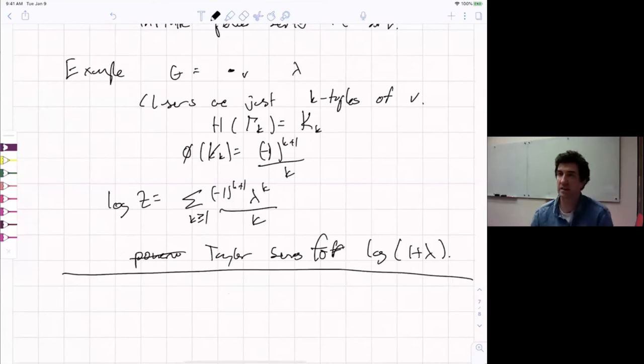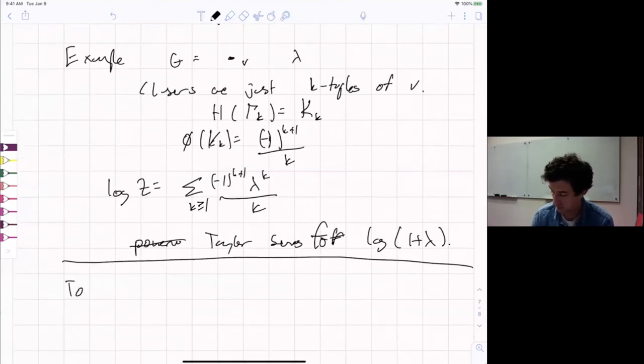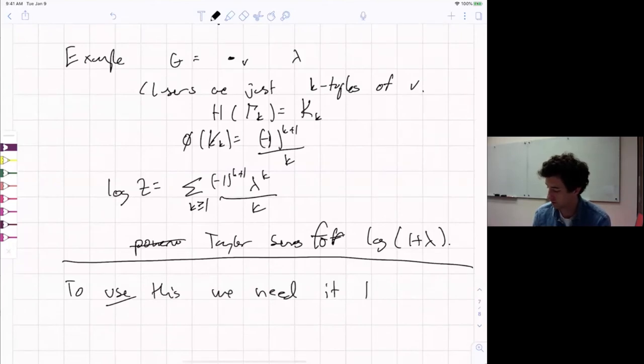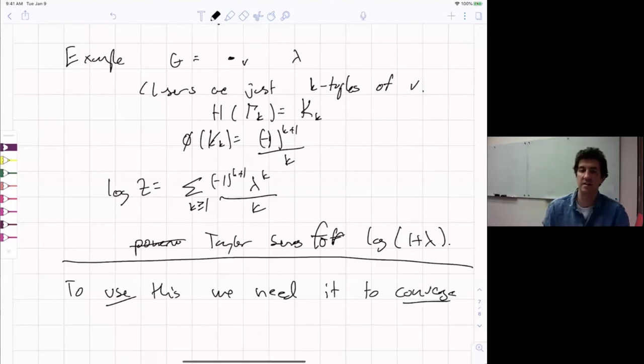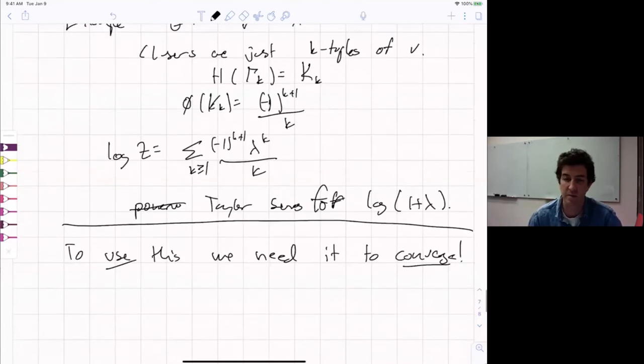Okay, but if we want to use this, we need it to converge. So this is an infinite series, and if we want it to be useful for enumeration or for anything, we want this infinite series to converge, and we actually want it to converge quickly, or at least we want to be able to control the rate of convergence.